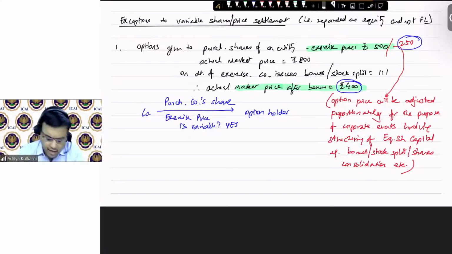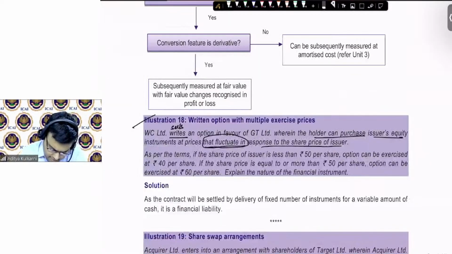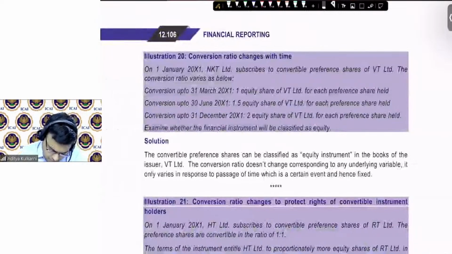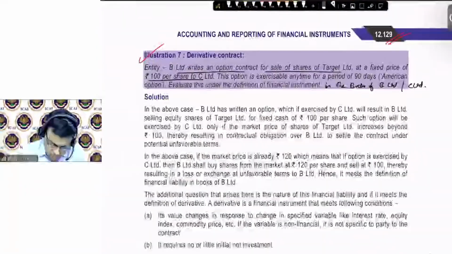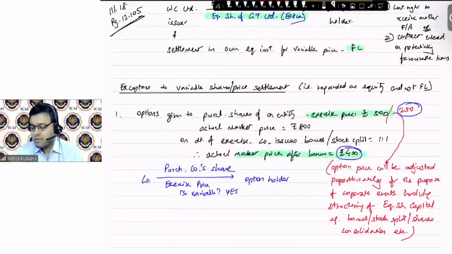Is it okay? Are you able to understand? Yes. Are you able to follow? Bolo yaar. Tell me. Are you able to follow? Everyone, Namrata, Janavi, are you able to follow?